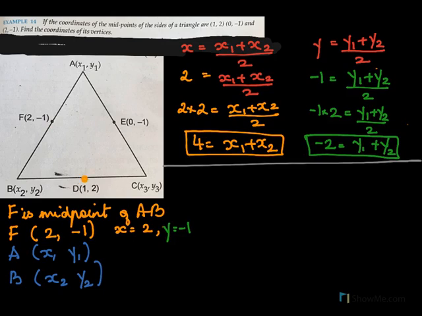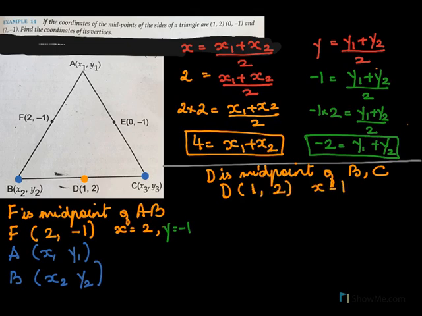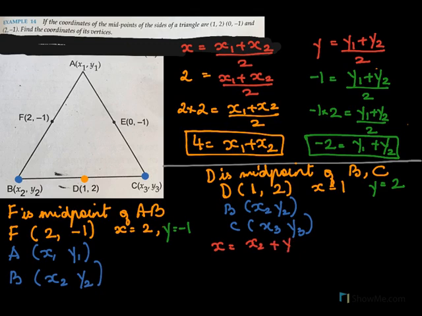Here we have D as the midpoint of B and C. So let's write that out. D is the midpoint. We know the coordinates of D are (1, 2). So our x is 1 and we'll put our y in a different color. Y is 2. For B and C we put down the coordinates. We use the formula again. X here will be x2 plus x3 divided by 2, and your y coordinate here will be y2 plus y3 divided by 2.